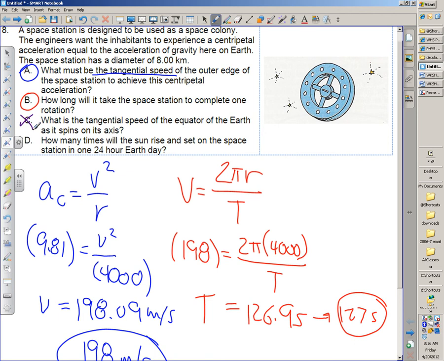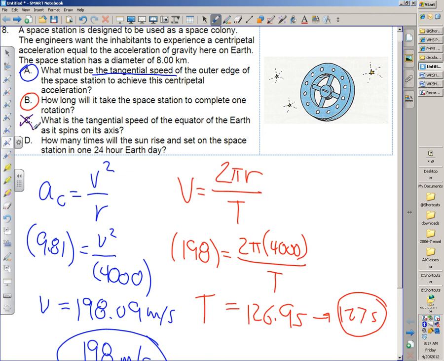So anyway, the important part being though, once you get it to start spinning at a certain rate, because of the lack of friction, the lack of resistance, it'll just keep going, the whole inertia. All right. It takes 127 seconds for this space station to go completely around, right?